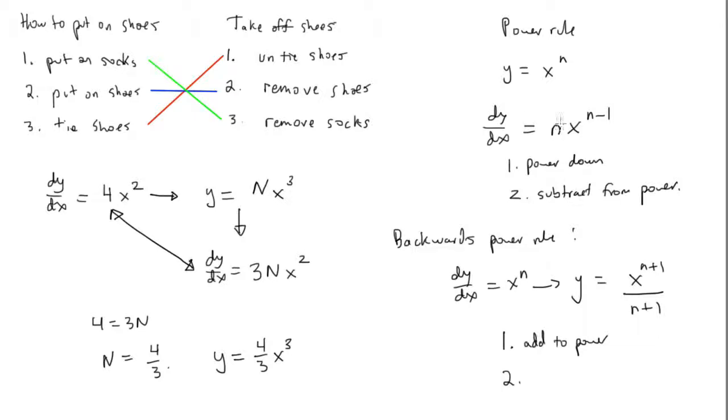So let's think about what we really did here. We multiplied by the power. So the opposite of multiplying by the power is to divide by the power. Okay, so we'll look in just a second at another example.